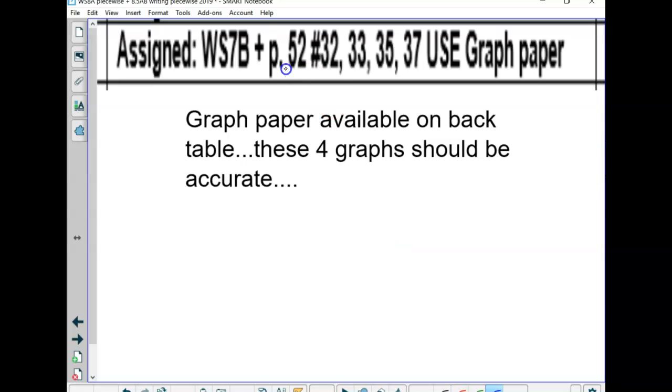All right, guys, there's 4 book problems that you have to do tonight. There is graph paper in the back, but you should have also picked up the worksheet. Did you pick up the worksheet?